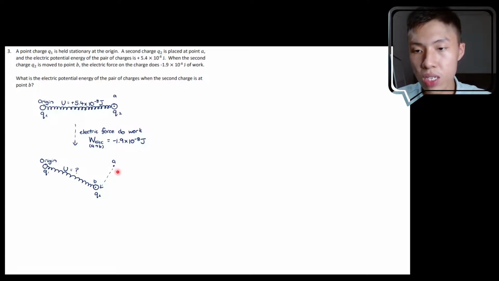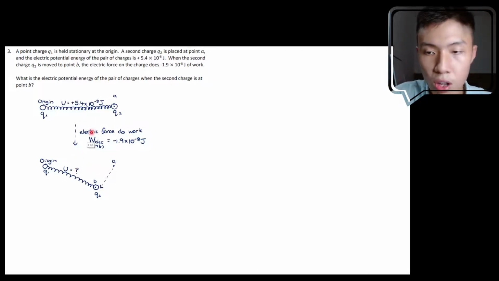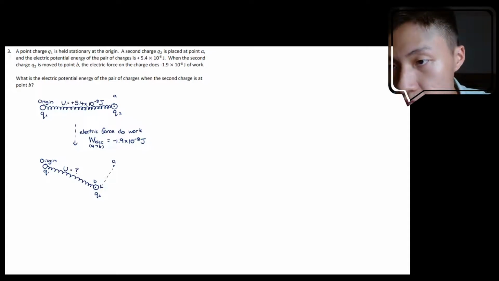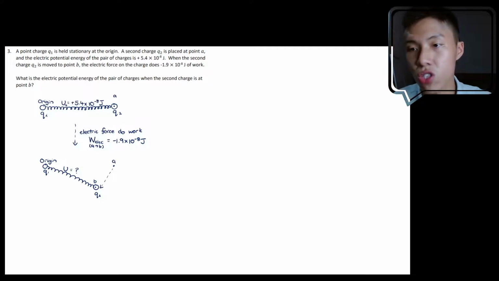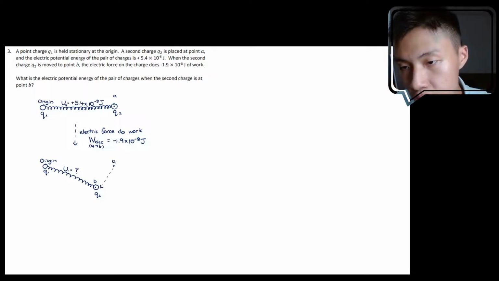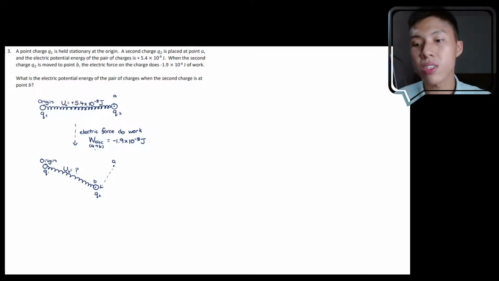So now Q2 is at point B, and they ask what is the electric potential energy right now. So this is what they are asking for. Let's call this situation UA, when charge 2 is at point A. Let's call this UB to represent the electric potential energy when Q2 is at point B.